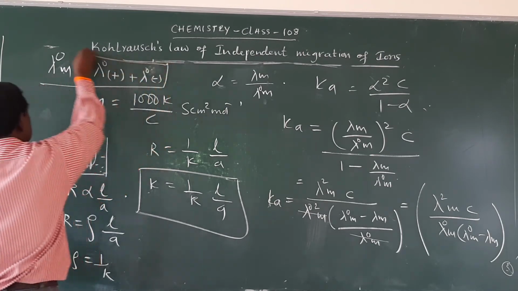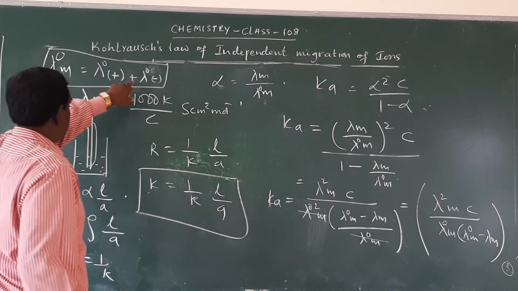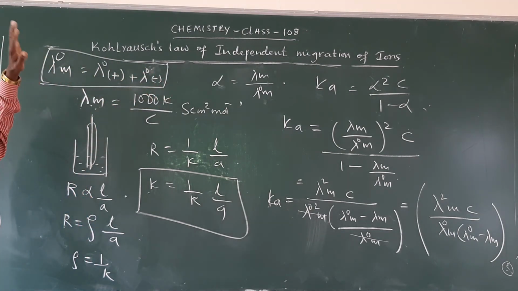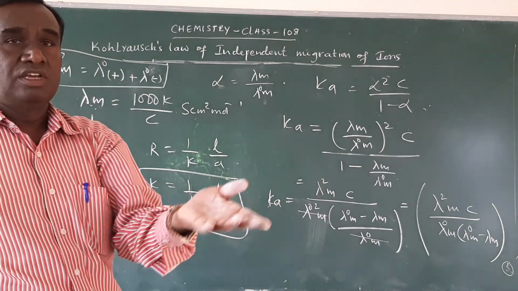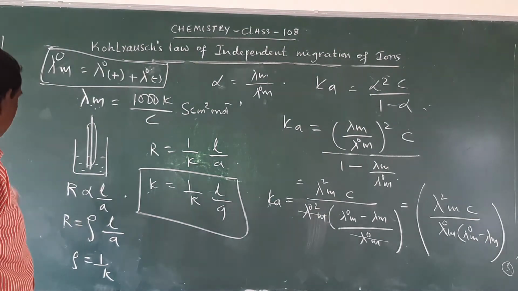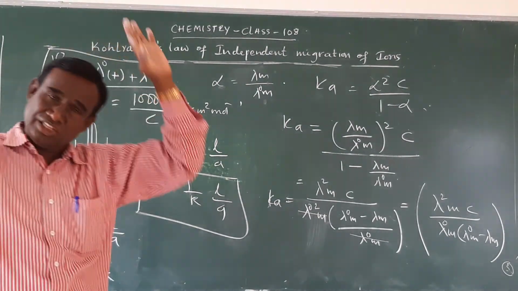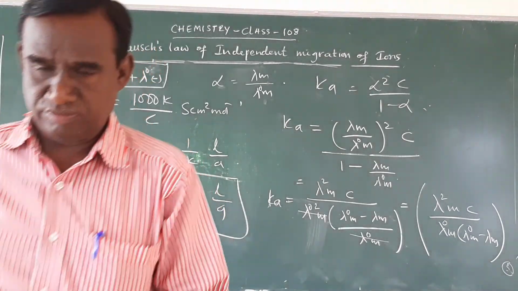This is the equation for Kohlrausch law: lambda naught m is equal to lambda naught plus plus lambda naught minus. So the limiting molar conductivity of an electrolyte, or molar conductivity of an electrolyte at infinite dilution, is equal to the sum of the limiting molar conductivities of cations plus the limiting molar conductivities of anions in the electrolyte solution. So, meeting the next.